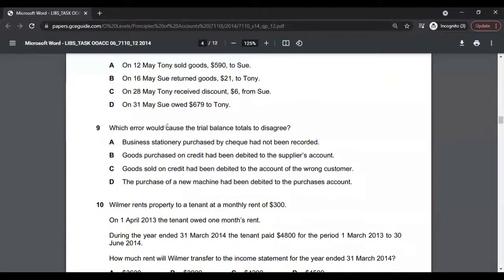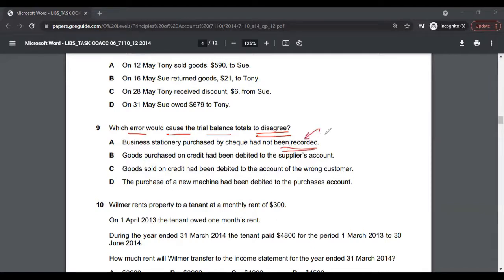Multiple choice 9. Which error would cause the trial balance total to disagree? Option A: Business stationery purchased by check had not been recorded. So this is omission. It does not affect the trial balance because you have completely omitted the transaction. It is never recorded, therefore it's not going to affect the balance of the trial balance.